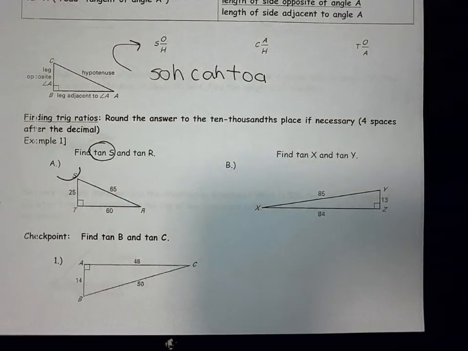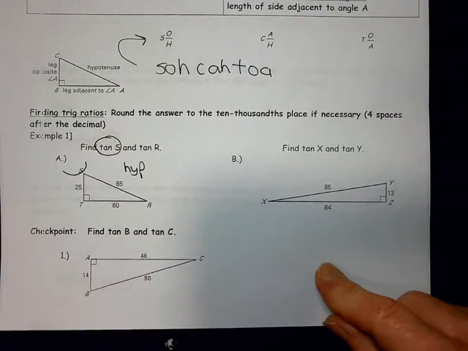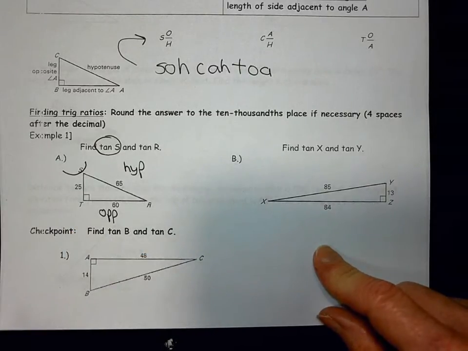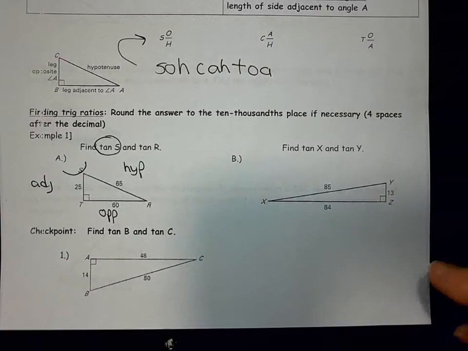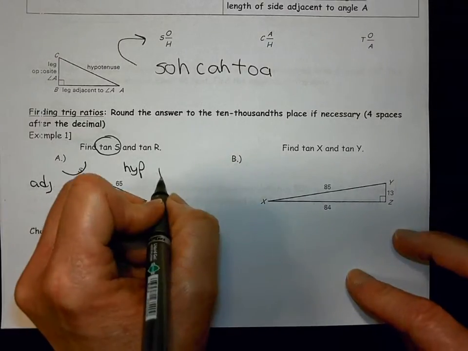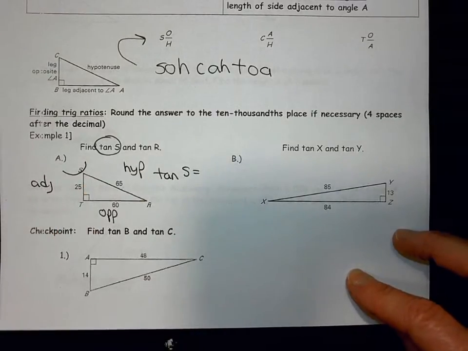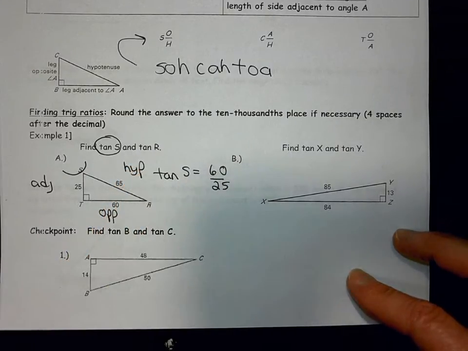Remember we said we have to identify the opposite, the adjacent, and the hypotenuse. So hypotenuse is always across from the right angle. Opposite is across from our angle we're standing on, and left over, or adjacent, is touching the angle. So we say tan of S. Again, we do not know the angle, so we write opposite over adjacent.